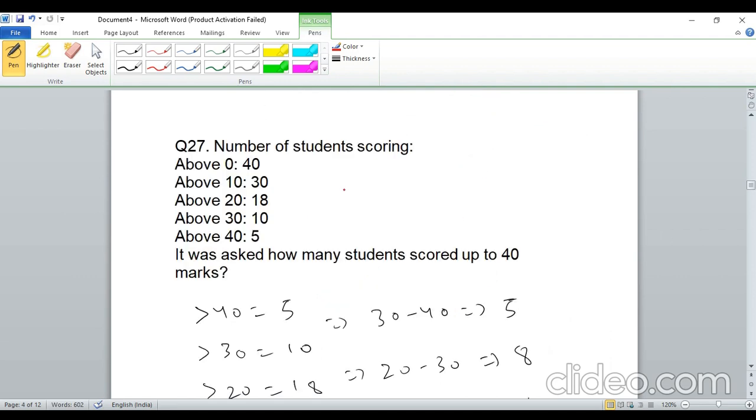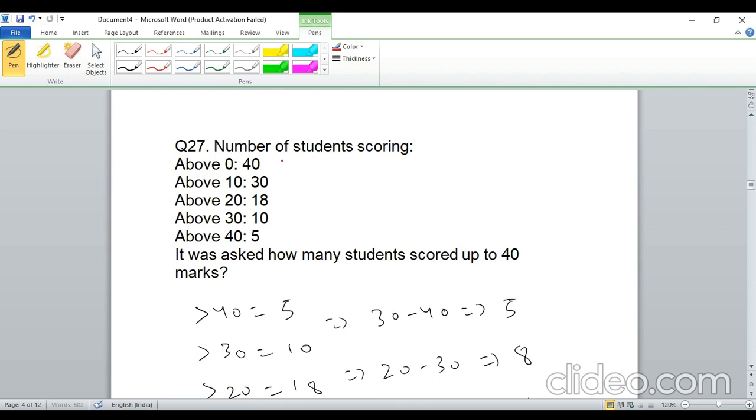Next question, question number 27. Here, it was given that there were a number of students and there was some exam, and the marks of these students were given. The number of students who scored above 0 marks were 40, above 10 marks there were 30 students, above 20 marks there were 18 students, above 30 were 10, and above 40 were 5 students.